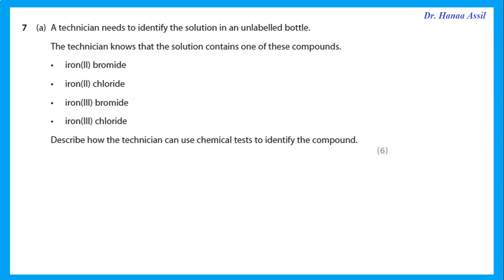A technician needs to identify the solution in an unlabeled bottle. The technician knows that the solution contains one of these compounds. Describe how the technician can use chemical tests to identify the compound. Now, what are the choices that we have? It can either be iron 2 or iron 3. And it can either be a chloride or a bromide. So these are the tests that I need to write.